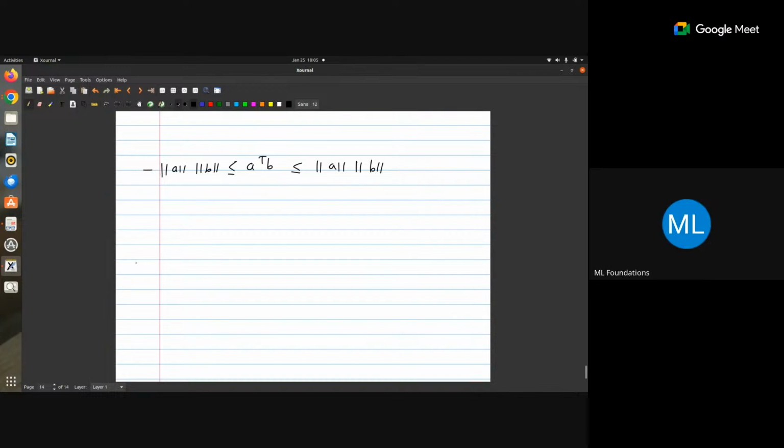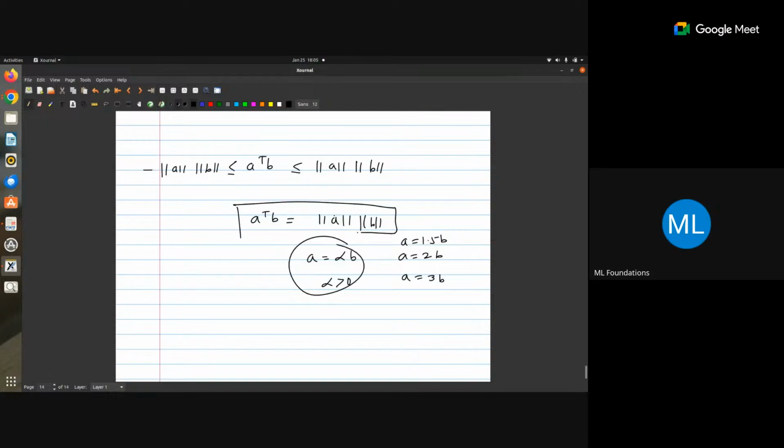But when will this be equal, so that A transpose B equals this? This is a geometrical thing, so you don't have to worry about it right now. It happens when A is some scalar alpha times B, and alpha is a scalar. Let's say A equals 2B, A equals 3B, or maybe A equals 1.5B also. If this is there, then they are equal, right?